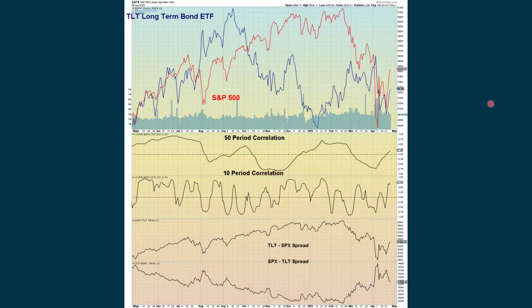Then we look at the long-term bond, which is TLT, and then we look at the S&P 500, which is in red. We can see on a short-term basis, they both have been going up. So the price of the 30-year bond and the price of the S&P have been going up together. And so the longer-term correlation is improving, and the shorter-term correlation based on 10 periods is also getting stronger.